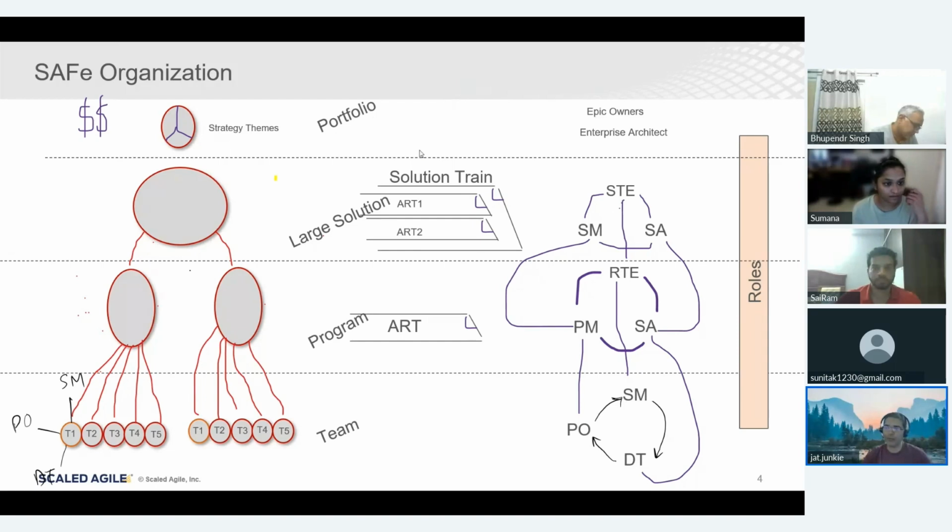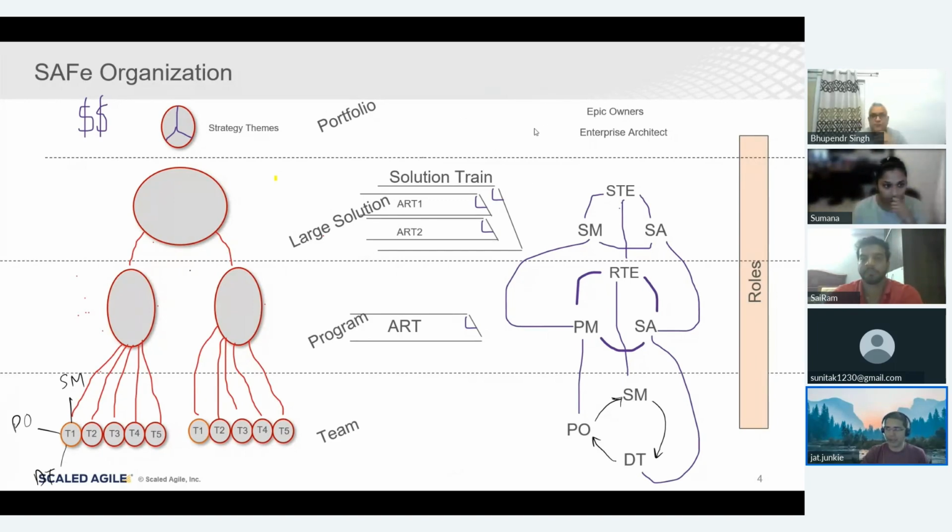Okay, so at the portfolio layer, we have epics. And at the solution level, we have capabilities. At the ART level, we have features. And at the team level, we have the stories, right? Okay, so that's how the requirements look in the SAFe organization.